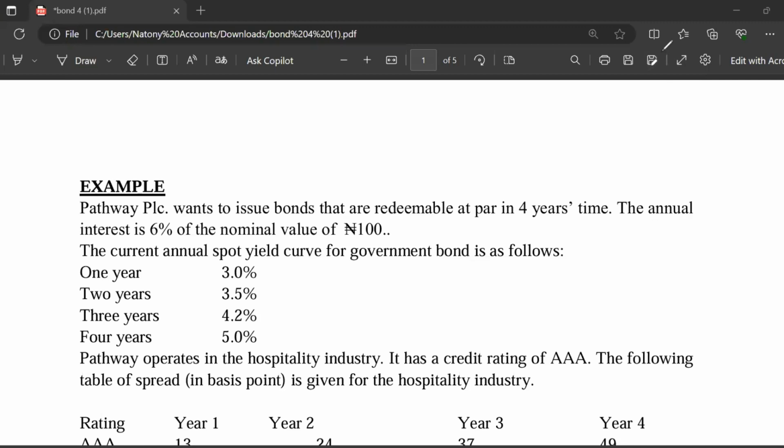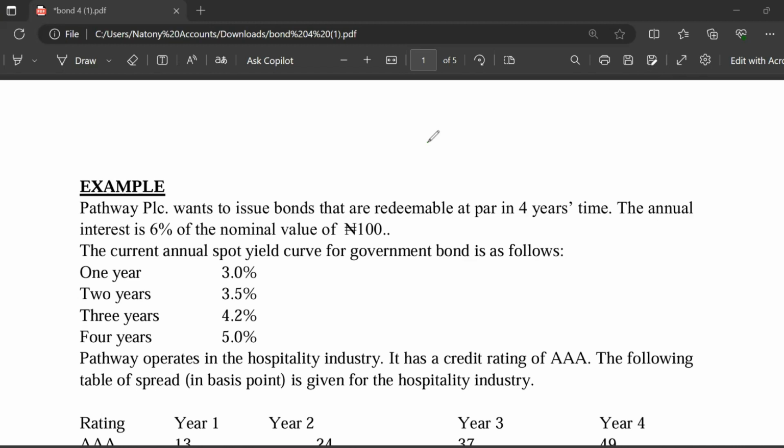In previous videos, I've taught you how to calculate the value of a bond using the lender's required rate of return, and also how to calculate the value of a bond using the yield curve. In this example, I'll be taking you further on how to calculate the value of a bond using the yield curve when given the government's spot yield curve.